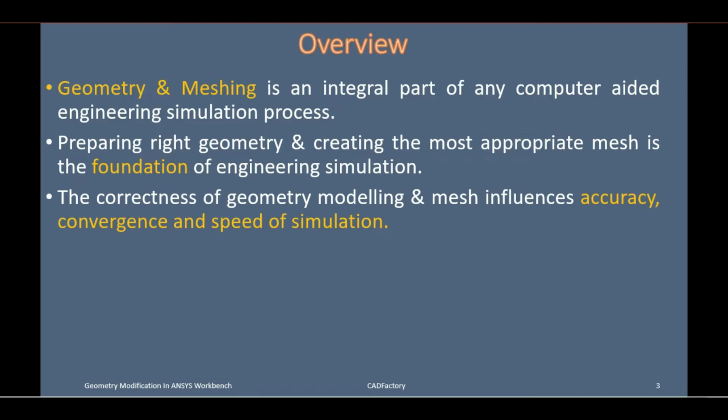The correctness of geometry modeling and mesh influences accuracy, convergence, and speed of simulation. So all these things depend on the correctness of geometry and mesh. As our geometry and mesh are good, then our accuracy, convergence, and speed of the simulation are also good. So this is why we have to clean the geometry and extract the mid surfaces. This is the background, we can say.